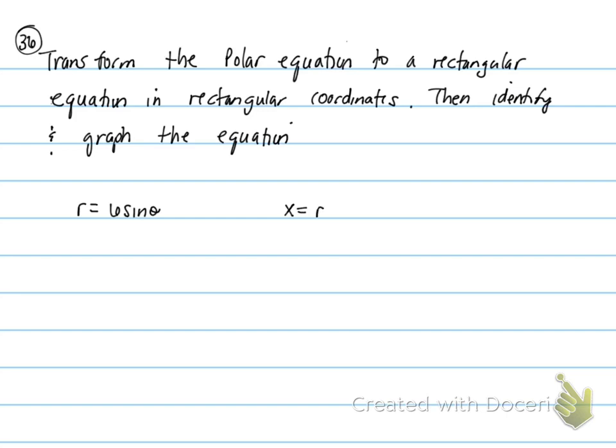We know x is equal to r cosine theta. We know y is equal to r sine theta, and we know r squared is equal to x squared plus y squared. And so looking at our polar equation, I realized that I really would like for this r to be r squared, and that way I can rewrite it as x squared plus y squared. And I noticed that for the sine, it really needs this r in front. So I need an r on both sides of the equation.